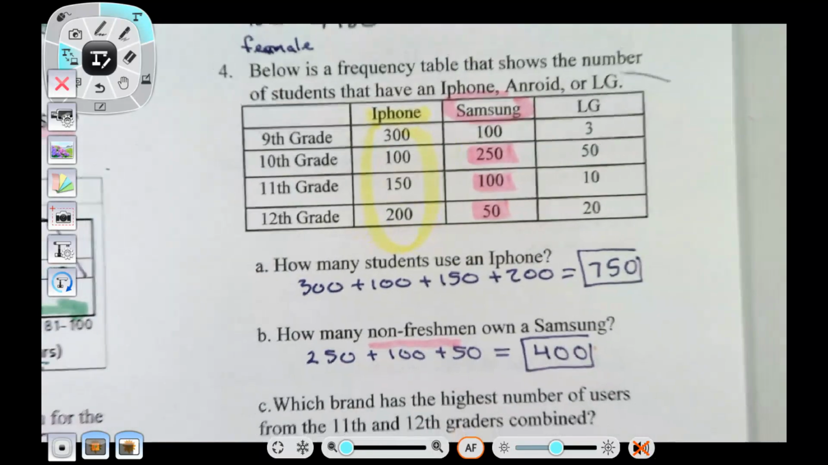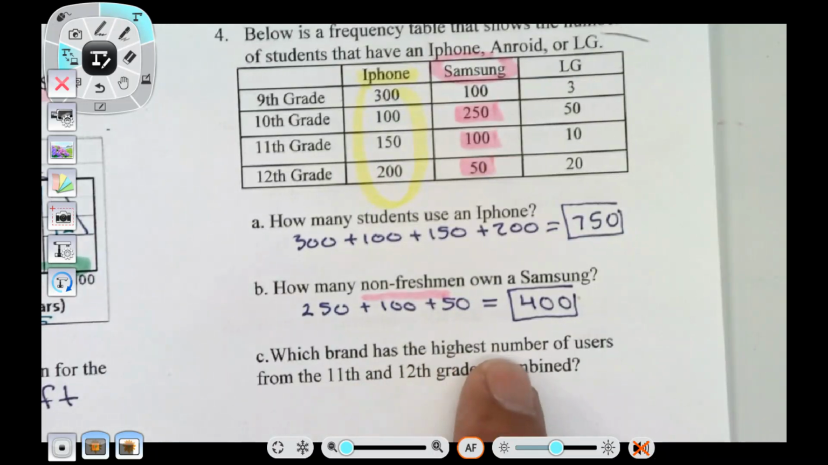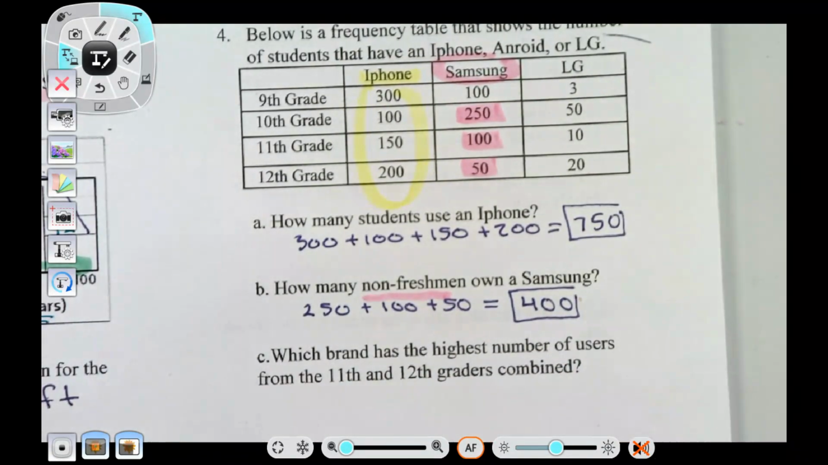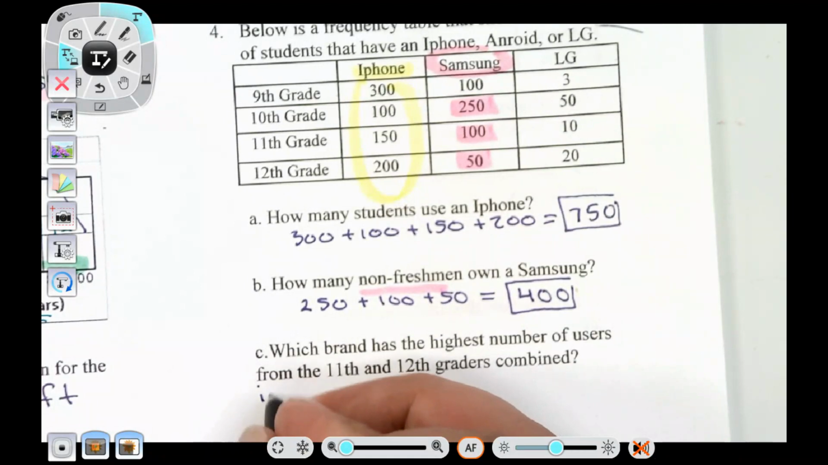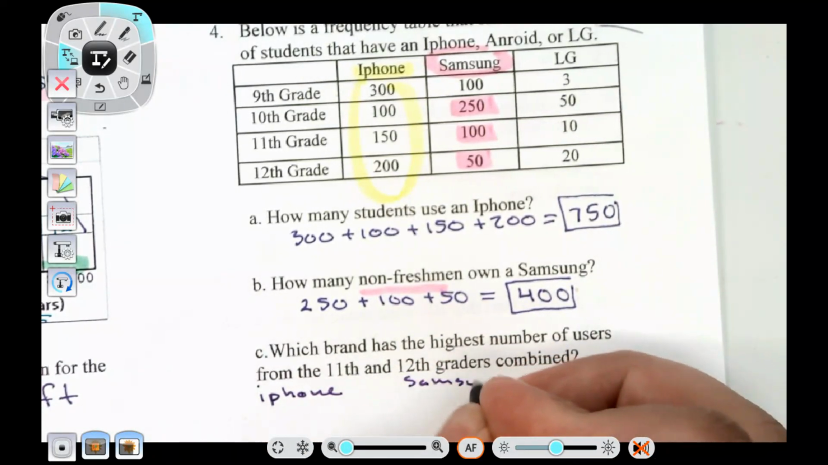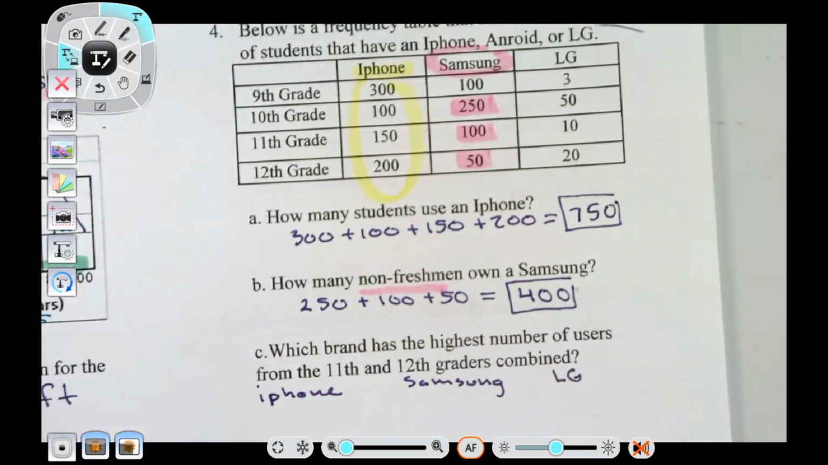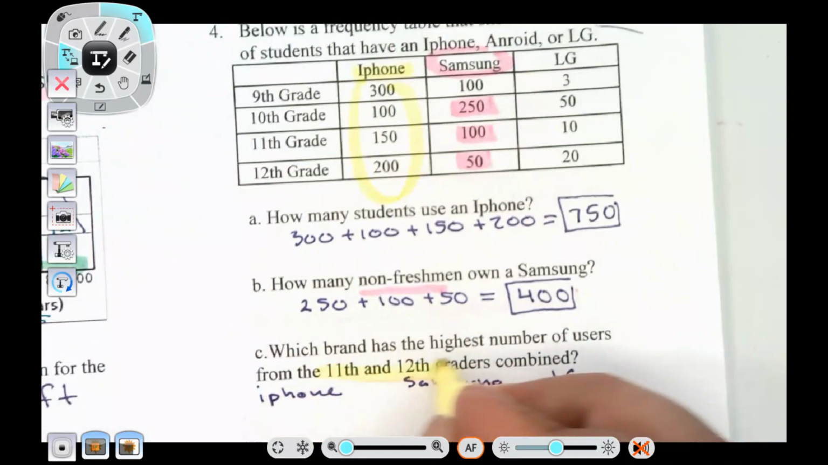All right, let's check out the next question. Again, basics, but you just have to read carefully. That's the thing about Wednesdays or Tuesday's test coming up. You just have to read carefully. Which brand has the highest number of users from 11th and 12th grade combined? Okay, well, there's 3 types of phone. Let's see. iPhone, we have Samsung, and we have LG. But I am combining the 11th and the 12th grade.